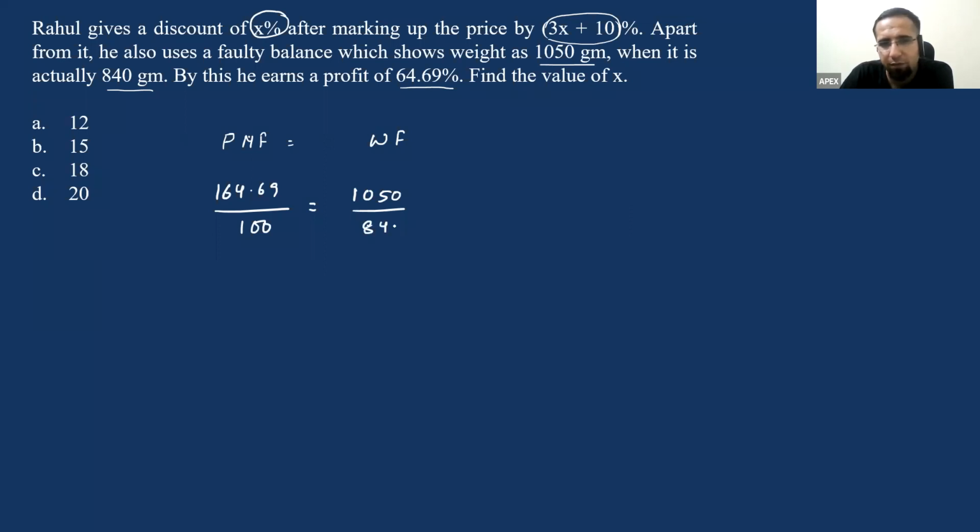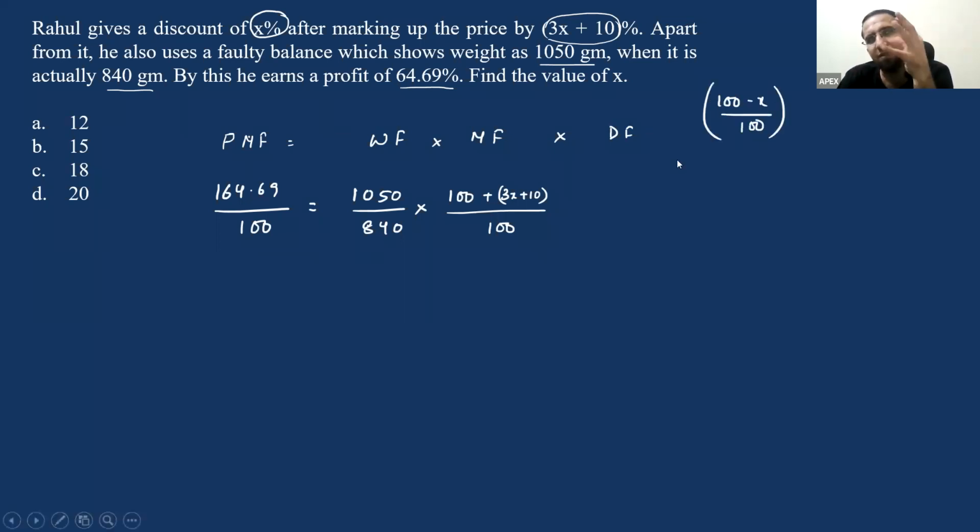So 1050 by 840. Now his marking up means the price has increased, so this becomes (100 plus 3x plus 10) divided by 100. This will be an increasing multiplying factor, that is the markup factor, into the discount factor. After giving a discount of x percentage, (100 minus x) by 100 is the fraction. When he gives a discount, his money reduces, so because he's losing money, we apply a smaller multiplying factor, which will be (100 minus x) divided by 100.